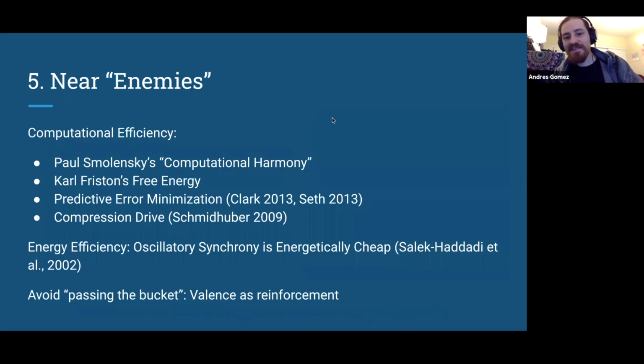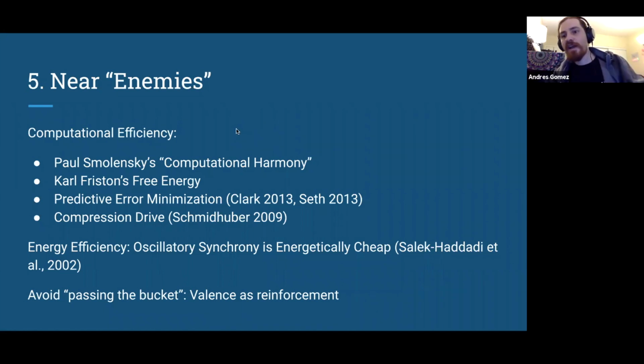Okay, I'm getting to the end of the presentation, so I'll talk about a few near enemies. I put enemies in quotes because we actually admire these people. They're part of our research lineages, and I think they're a very key component of any good theory of consciousness. But when it comes to valence itself, some explanations in this space are really close to the symmetry theory of valence, but not exactly what we're getting at.